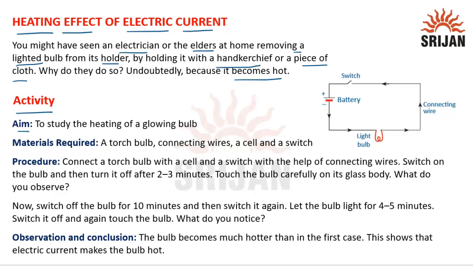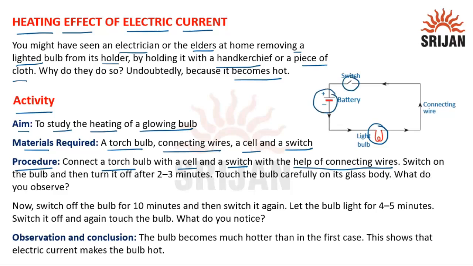The aim of the activity is to study the heating of a glowing bulb. What are the materials required? A torch bulb, connecting wires, a cell and a switch. Now what is the procedure? Connect a torch bulb with a cell and a switch with the help of connecting wires. So this is the torch bulb that is connected with a battery and a switch through the connecting wire.